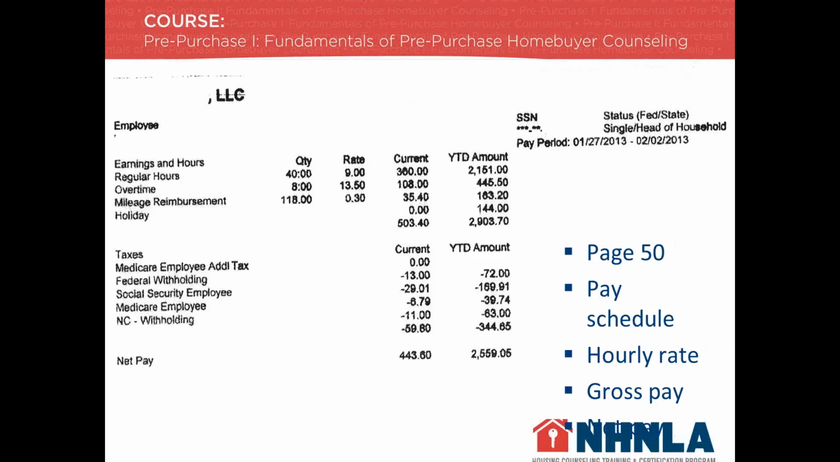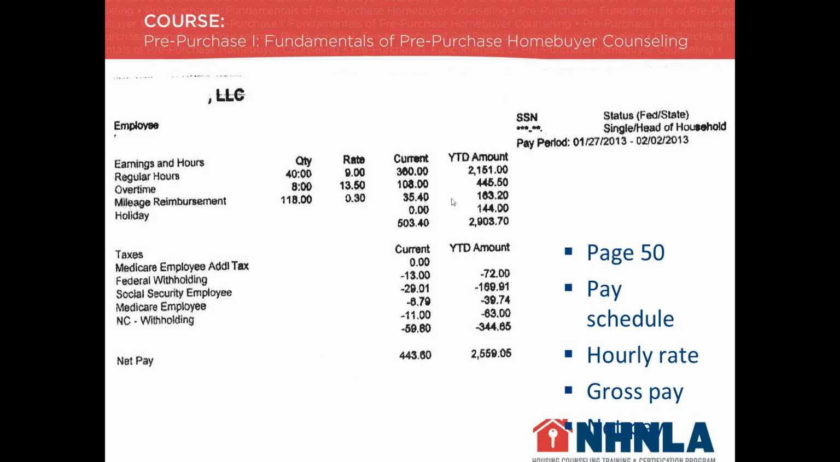Now, on this particular pay stub, it gets a little trickier because now we have someone who has received overtime. So if you look at this pay schedule, you can see they've got 40 regular hours at $9 an hour, but this week they also worked 8 hours of overtime and they got $13.50 for the overtime hours. And to really make it a little more complicated, they also get a mileage reimbursement. So they had 118 miles at 30 cents a mile. You can tell this is back in 2013. Mileage was cheaper then.